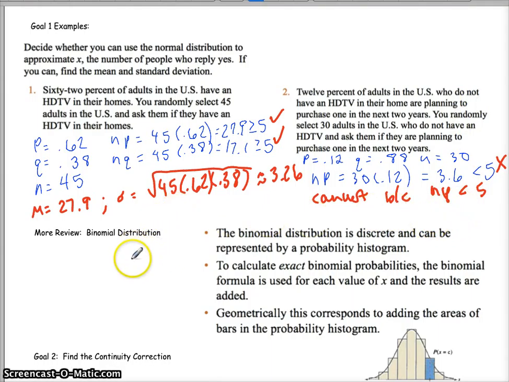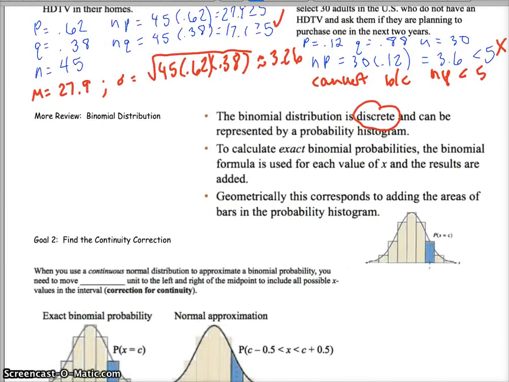All right, so a little more review of binomial distribution. Remember, the binomial distribution is discrete. Remember, those are numbers that you can count, and they can be represented by a probability histogram. To calculate exact binomial probabilities, the binomial formula is used for each value of x, and then the results are added together. And geometrically, this corresponds to adding the areas of the bars. So we can either find using the table, or if we know the area of the bars, we can use those.